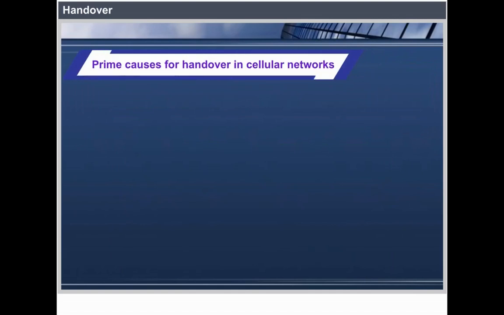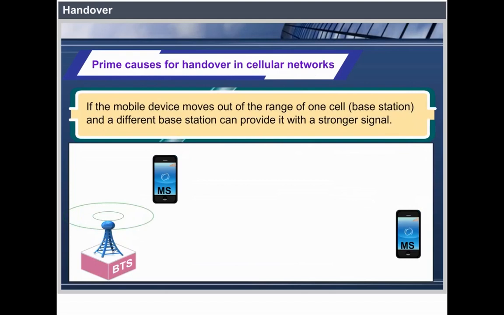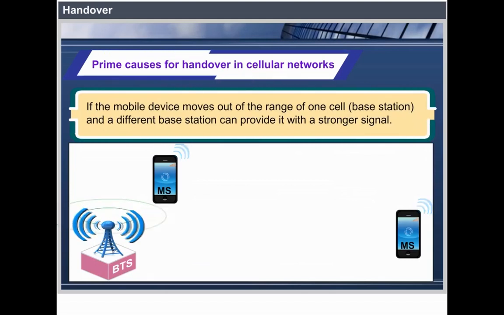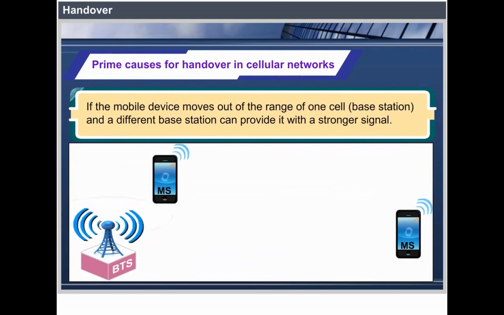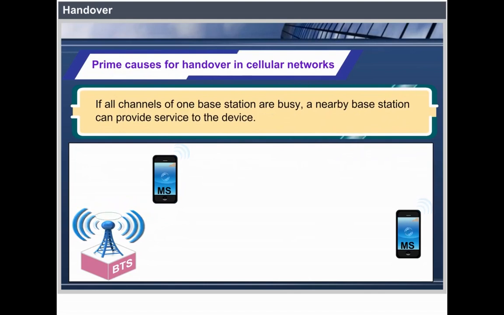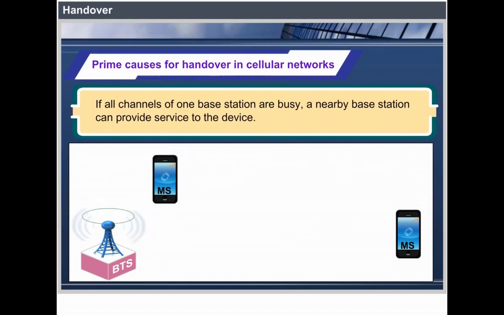Main reasons for handover in cellular networks. If the mobile device moves out of the range of one cell base station and a different base station can provide it with a stronger signal. If all channels of one base station are busy, then a nearby base station can provide service to the device.